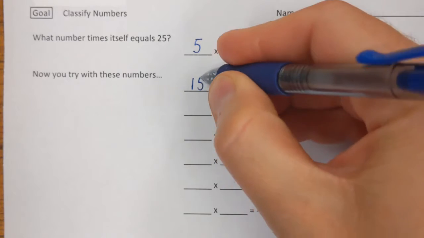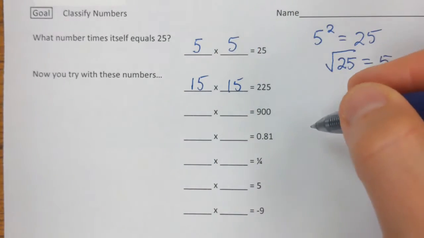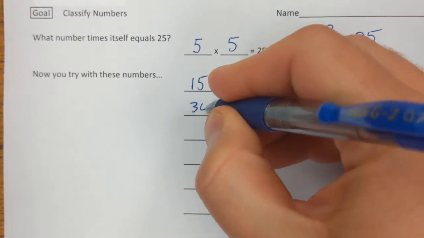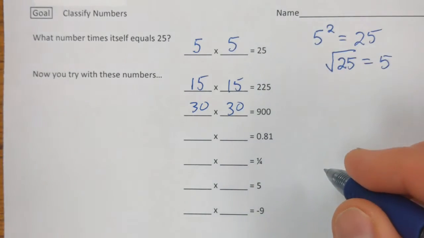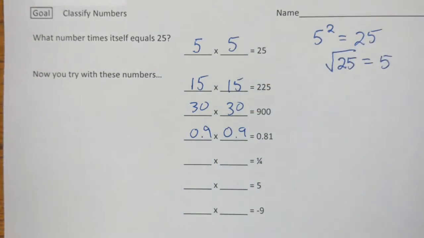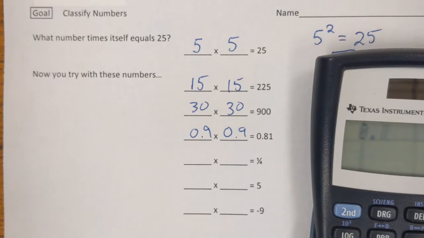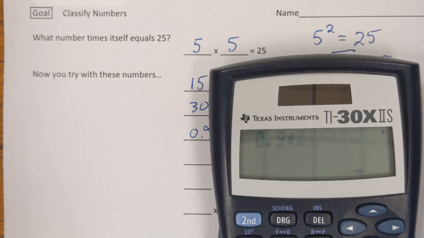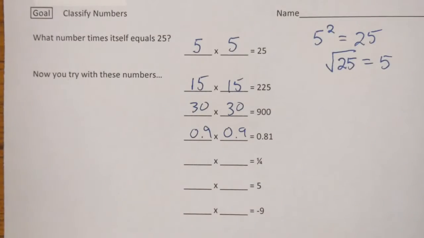I think some of these were pretty straightforward. 15 times 15 is 225. 30 times 30 is 900. Here you get a decimal, 0.9. If you do 0.9 times 0.9, you get 0.81.